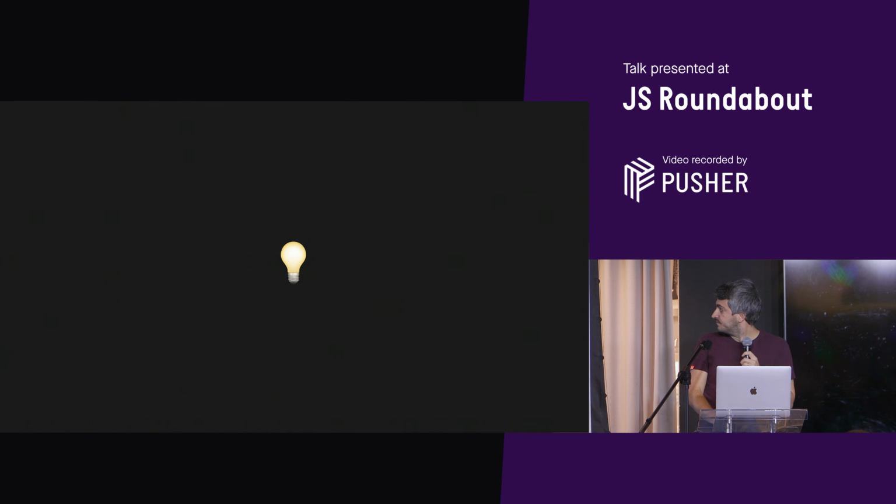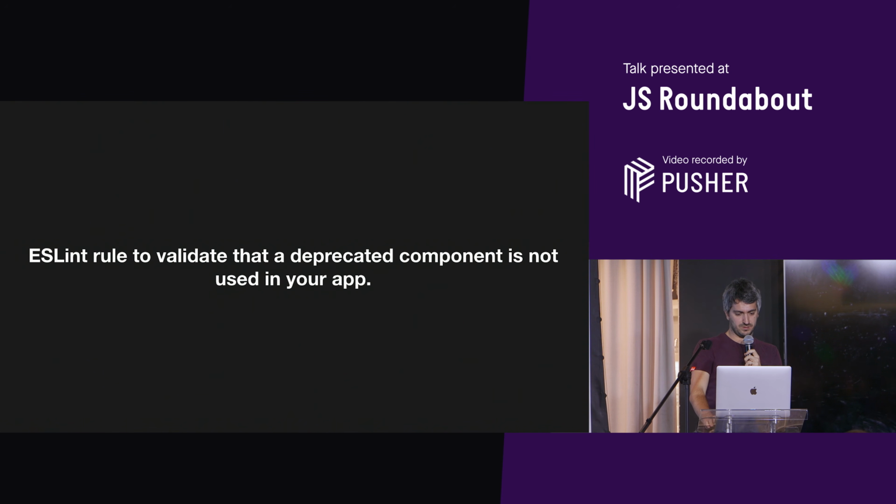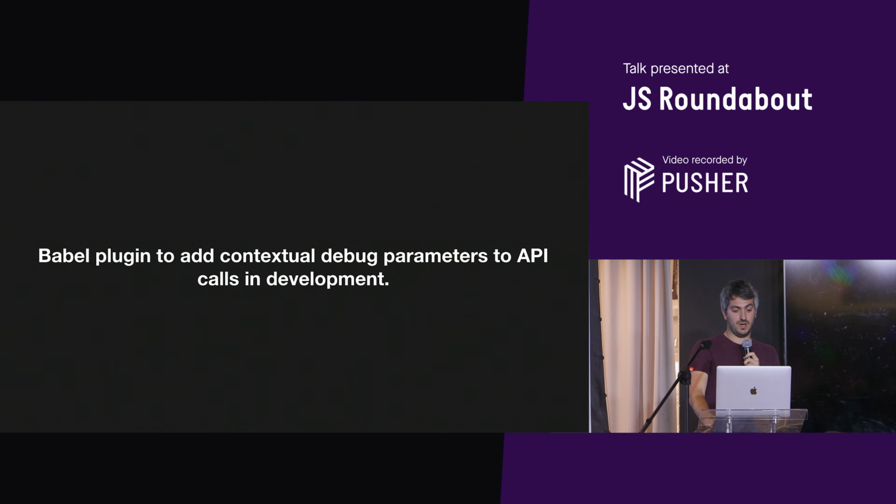Cool. So I hope that knowing about ASTs will spark some ideas for you. For example, you could write an ESLint rule, as we saw before, to validate that a deprecated component is not used in your app. That's probably functions, but it could also be files or UI components or whatever. You could also write a Babel plugin to add contextual debug parameters every time you call an API or a function in development, to give you extra information to debug stuff.